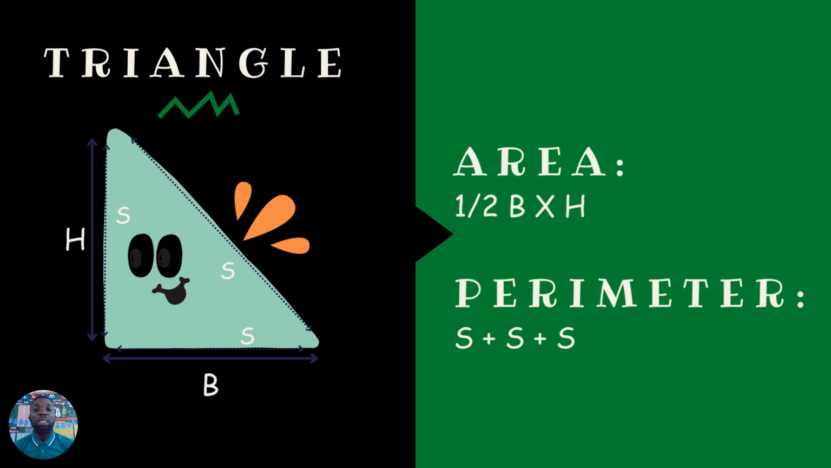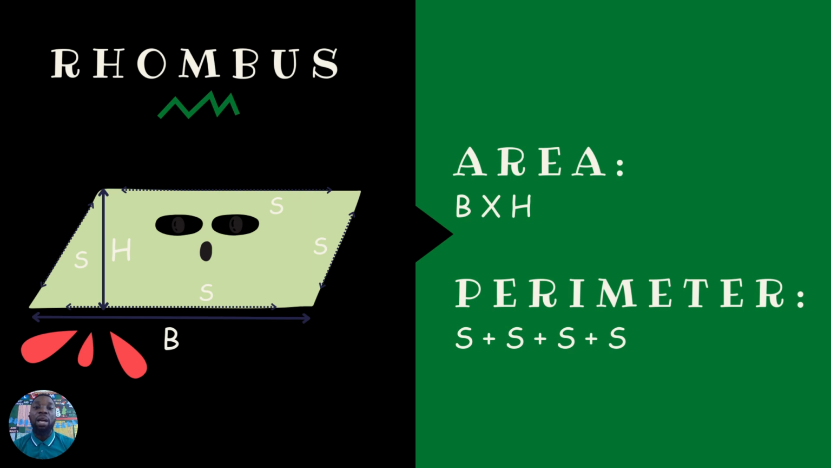Let's go to the area of a triangle. The triangle has half base times height. Also, the perimeter is the total sum of the sides of the triangle. Don't forget a triangle has three sides, so just add the total sum of the sides. That will give you the perimeter. And also the rhombus. The rhombus has base times height for the area, while the perimeter is just the total sum of the sides, that is s plus s plus s plus s.